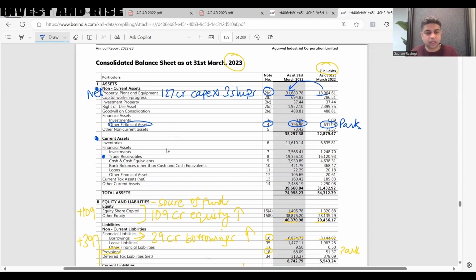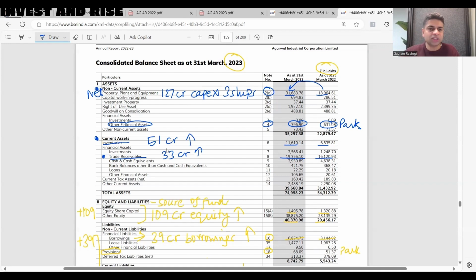All right. Then let's move to current assets. Inventory has moved from 65 CR to 116 CR. So what it means is there is a 51 CR jump. Okay. And then receivables, 161 CR to 194 CR. So in receivables there is a 33 CR jump.